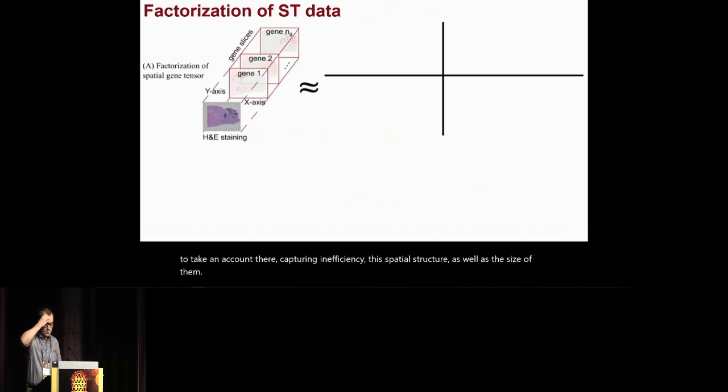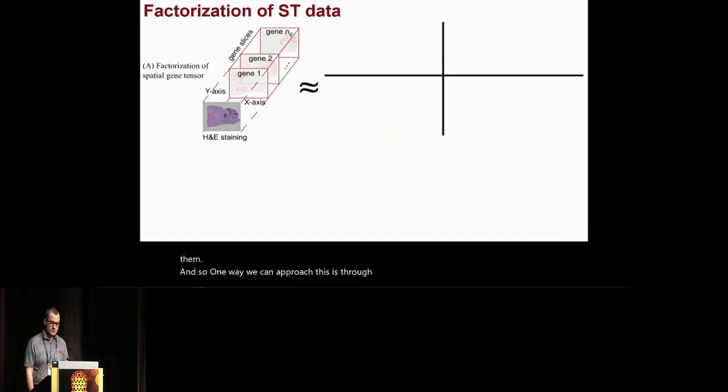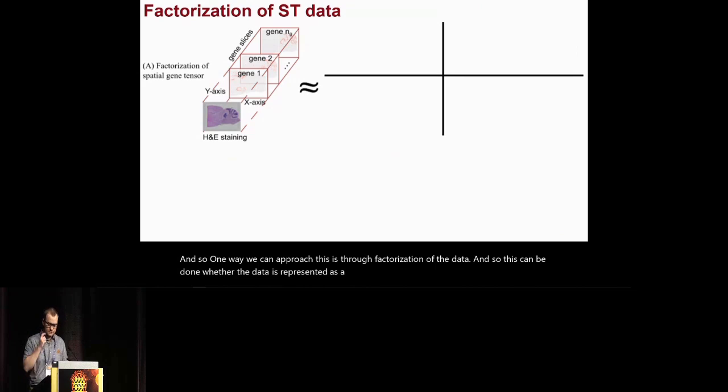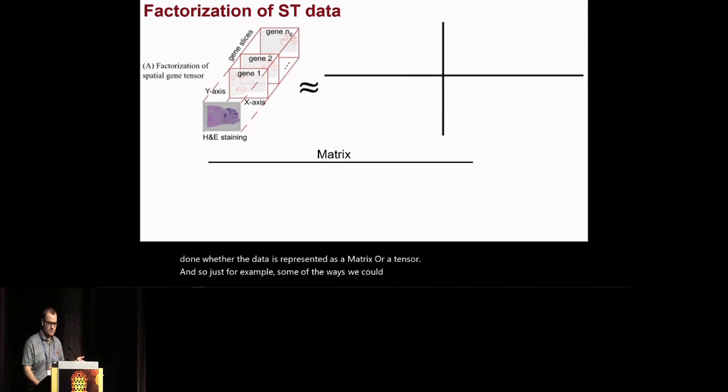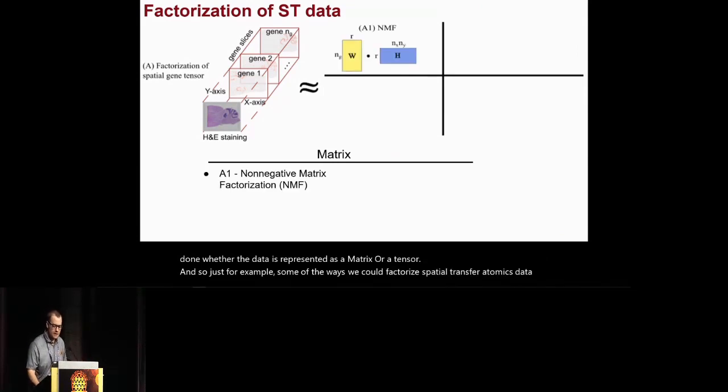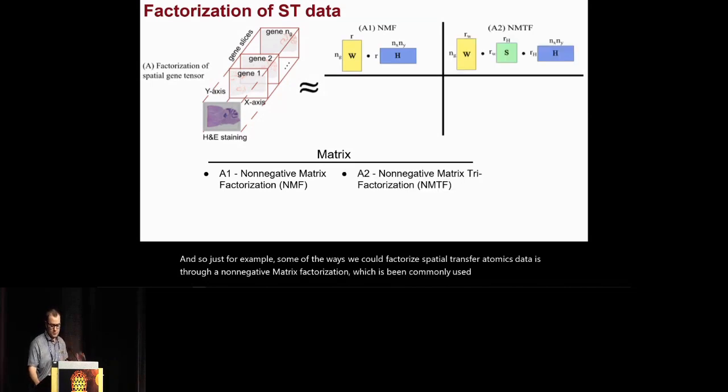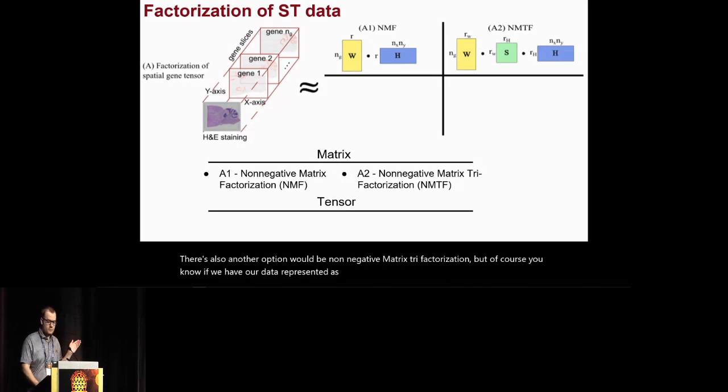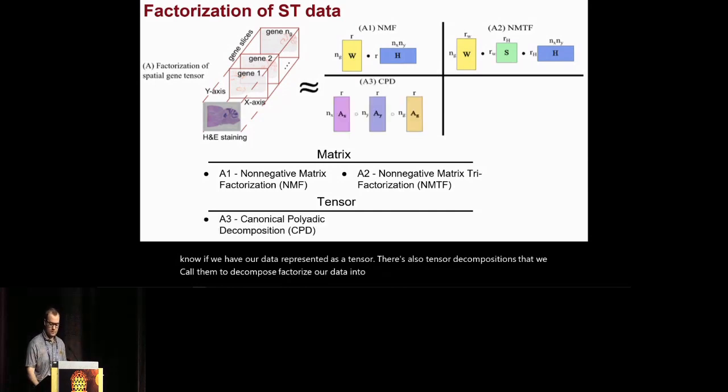One way we can approach this is through factorization of the data. This can be done whether the data is represented as a matrix or a tensor. For example, some ways we could factorize spatial transcriptomics data are non-negative matrix factorization, which has been commonly used before, or non-negative matrix trifactorization. But if our data is represented as a tensor, there are also tensor decompositions, which decompose, or factorize, our data into low-level components.